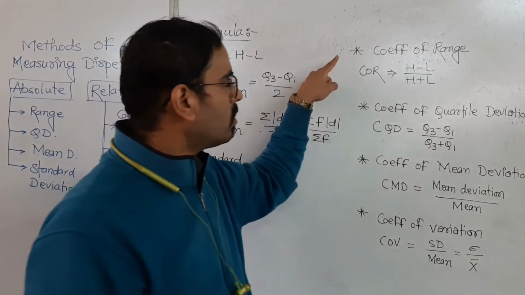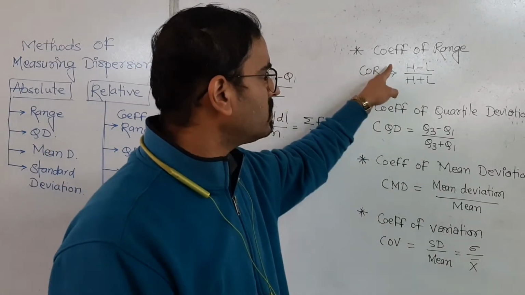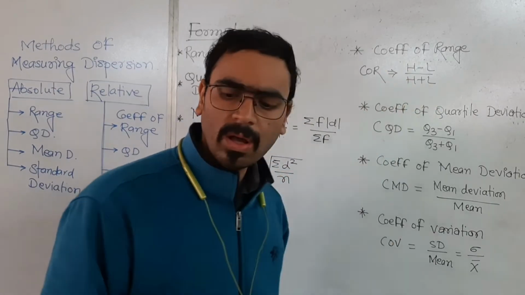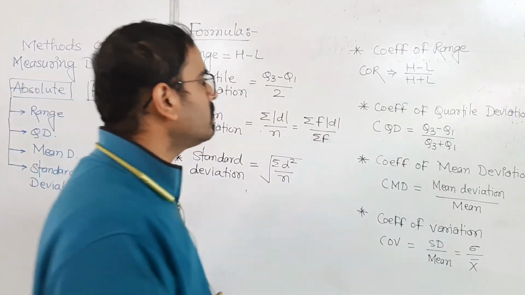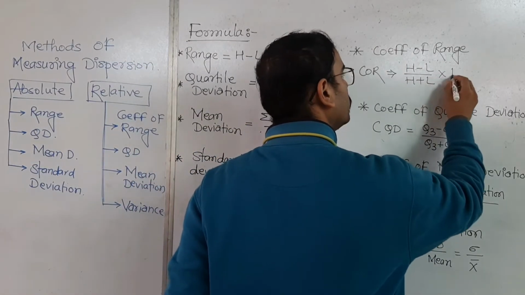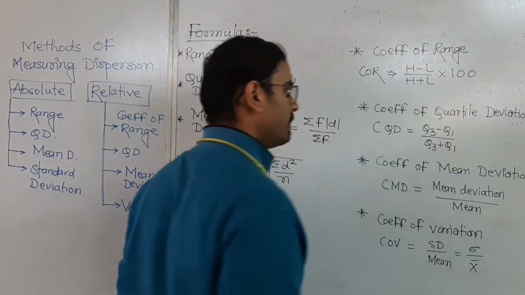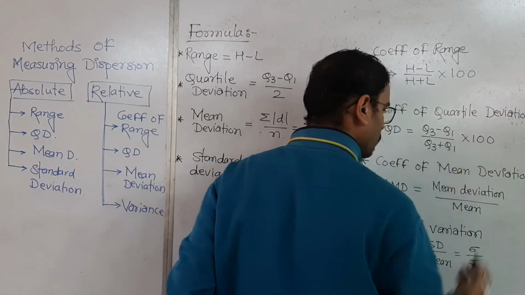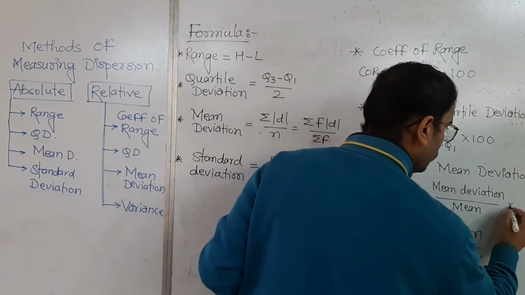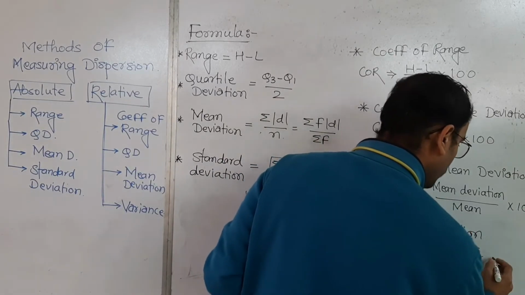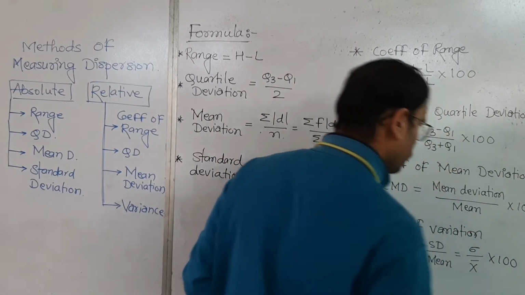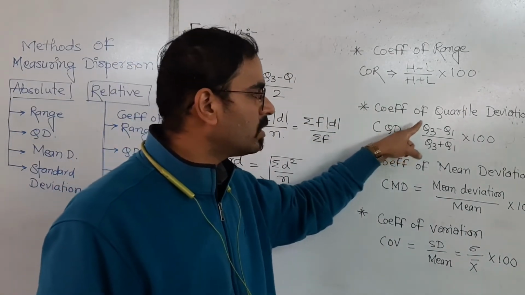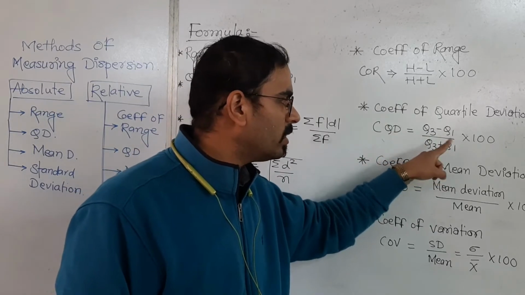After that, we can also calculate the coefficient of range: highest value minus lowest value upon highest value plus lowest value. If we want to calculate in terms of percentage, then we have to multiply it by 100. In the same way, we can put 100 here also and here also. If we calculate in terms of percentage, then we have to put 100. Similarly, the coefficient of quartile deviation is Q3 minus Q1 divided by Q3 plus Q1 into 100.